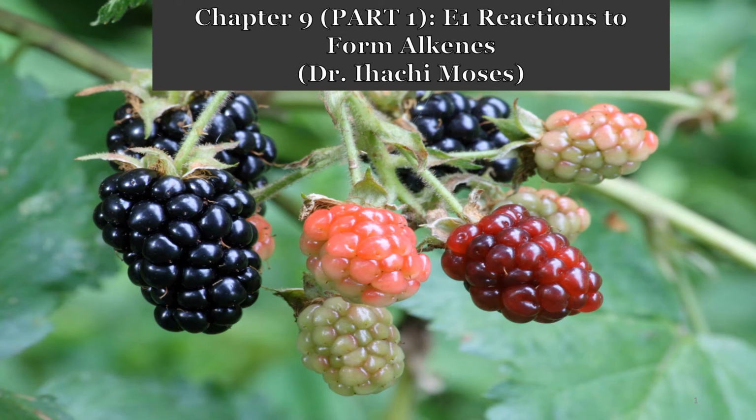So chapter 9, part 1, E1 reactions to form alkenes. Now before we talk much on E1, just like I did in the recorded video, we'll have to explain E2. I'm showing this slide so you can see the different levels on how these yummy grapes are looking. Different color levels, different color grades.